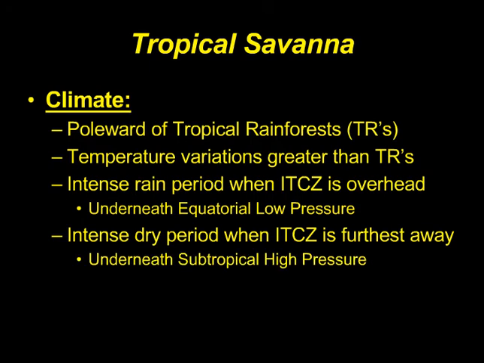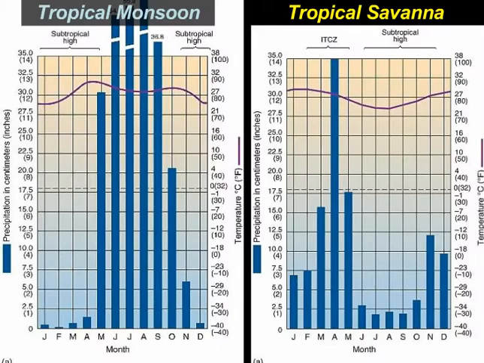The key to understanding the difference is the fact that the tropical monsoon has a much more intense rain period, which is clearly evident here when we look at the tropical monsoon on the left and the tropical savanna on the right. You can see that intense wet period. You can see the bar graph essentially going off the graph, whereas on the right it doesn't. But in both instances we have that dry period when the subtropical high pressures are over the area, but they both also have the wet period when the equatorial low pressure trough is above.